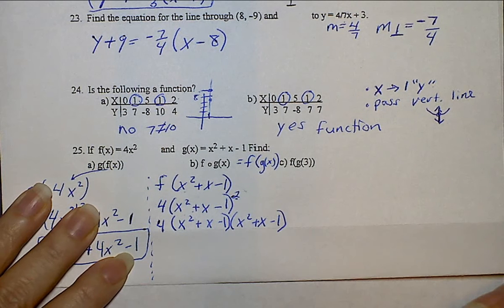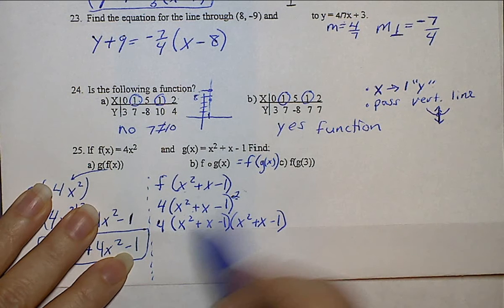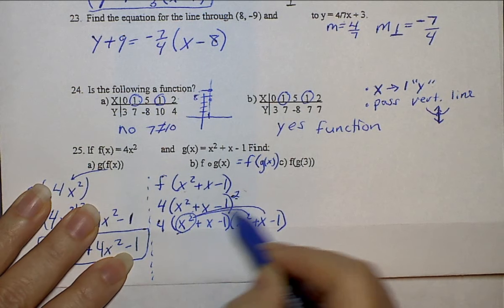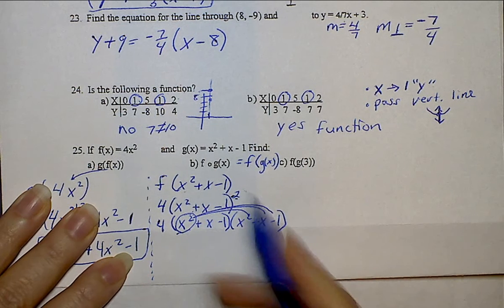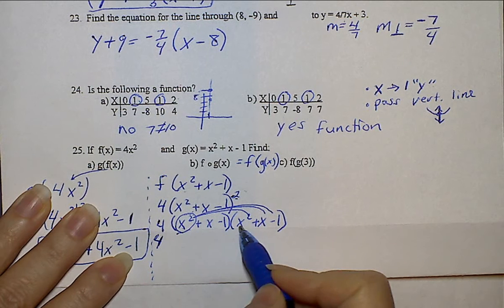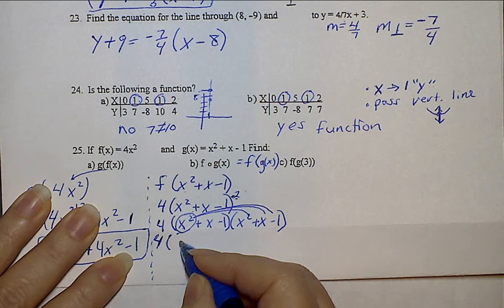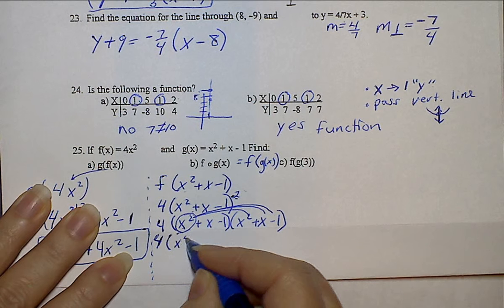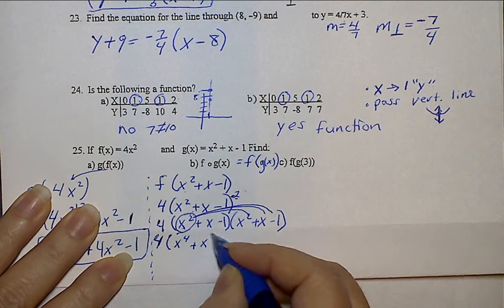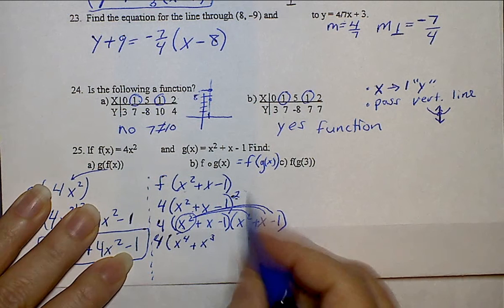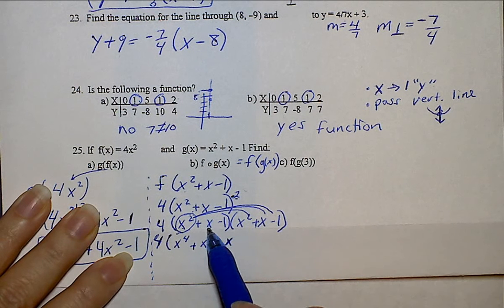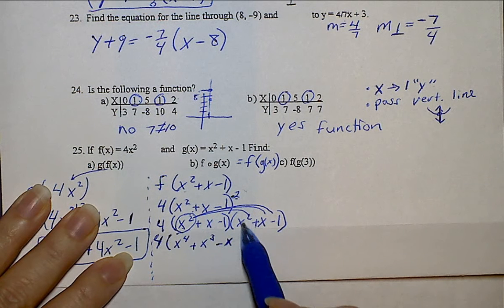Right? Now, what you have to do is take this variable and multiply it to all three of them, and then do the same with all three of them. So we're going to bring down that 4, and then I have x squared times x squared gives me x to the 4th, and then x squared times x is x cubed, x squared times negative 1 is negative x. And then we take this x here, we have x times x squared is x cubed.